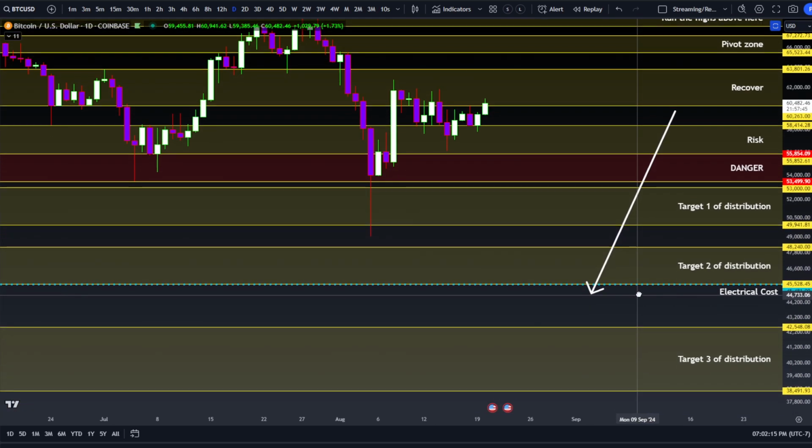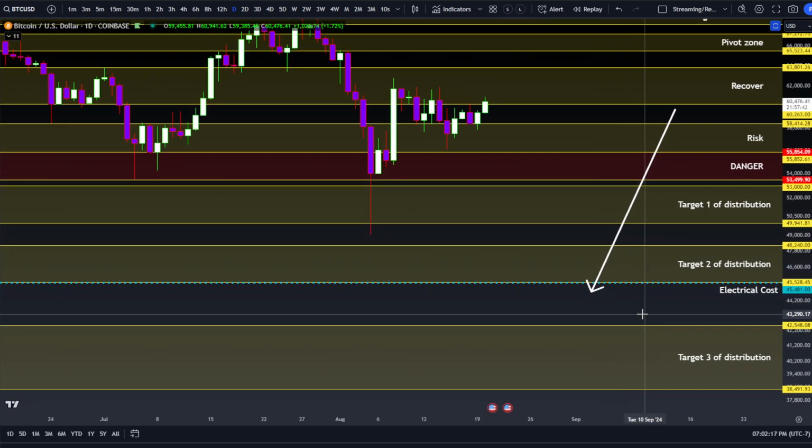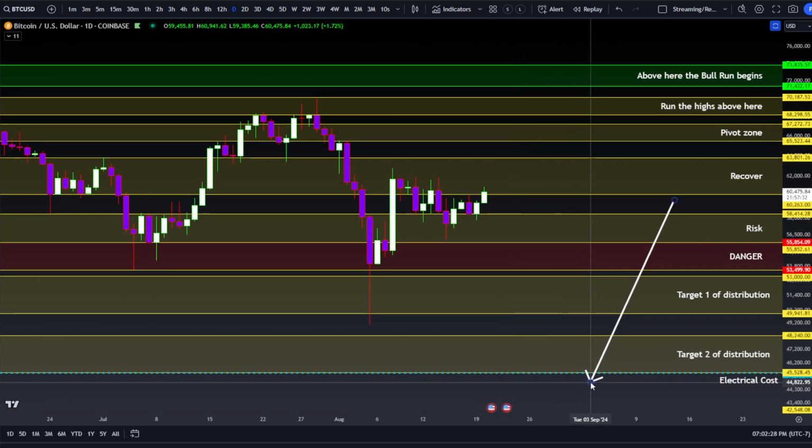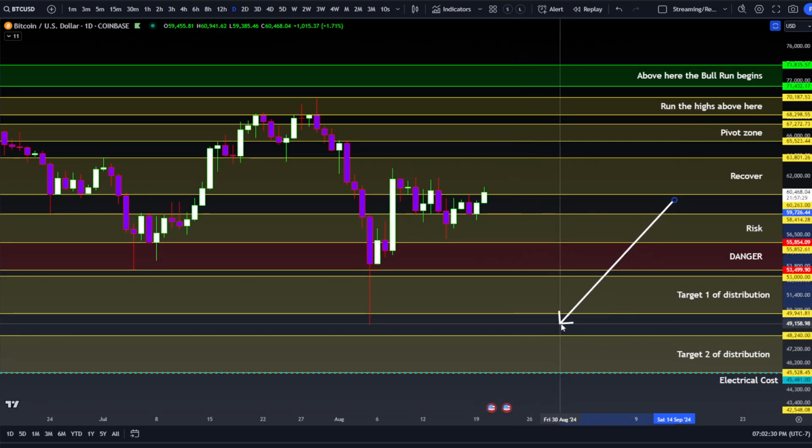Now, there is another target 3 of distribution, but I don't think it's worth really talking about. It is between 42.5 and 38,500, which is a big monthly. But that's not relevant right now because electrical cost has been very stable in and around, and even rising to this 45.5 after dumping off to around 42.5.